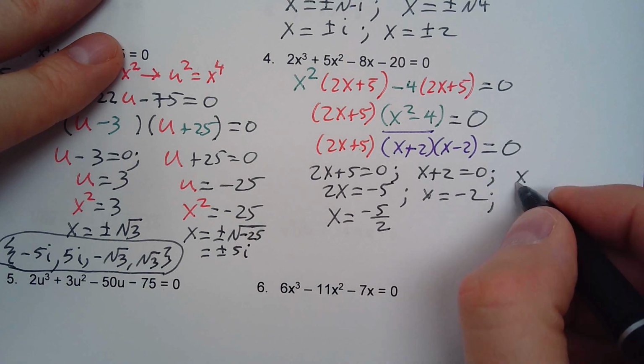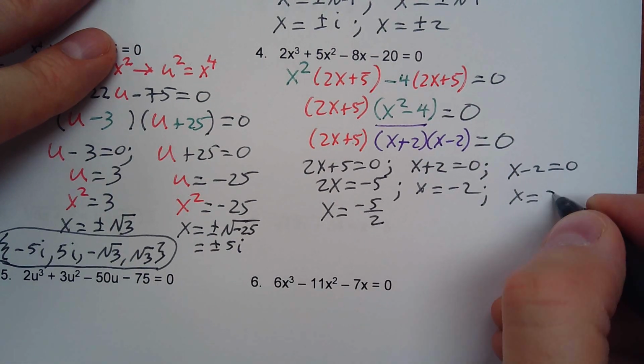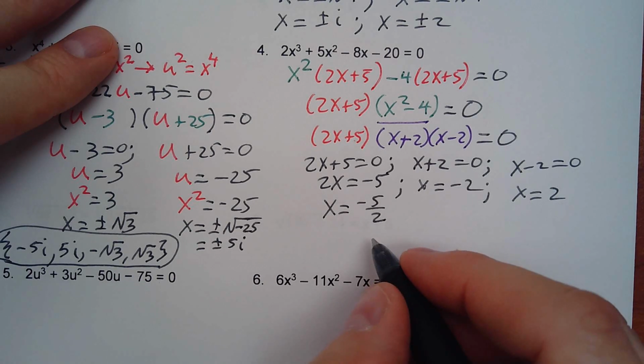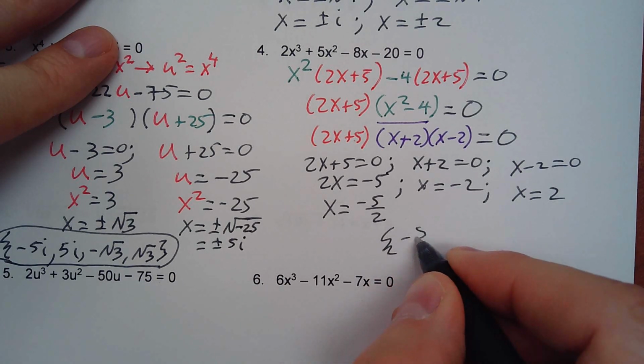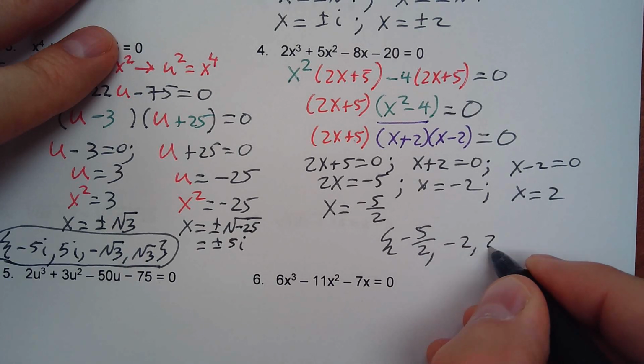And then for the other one, x minus 2 equals 0. I'm going to add 2 to both sides. It gives me x equals positive 2. So my answers are negative 5 halves, negative 2, and 2.